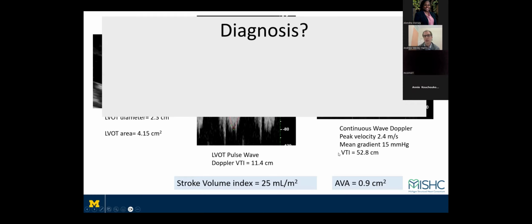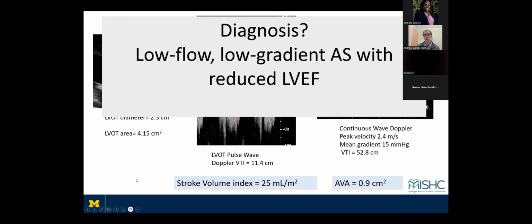All right, so we have our low valve area, right? We also have a low stroke volume index and a reduced EF. So this is going to be a patient that has low flow, low gradient AS with a reduced ejection fraction. And then the question becomes, well, what is the severity of the aortic stenosis?